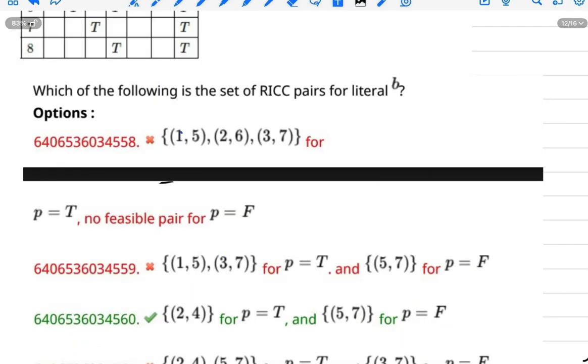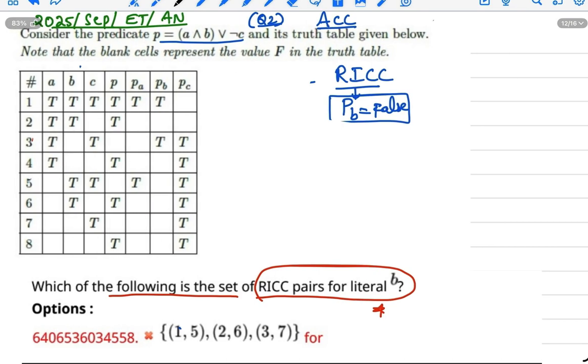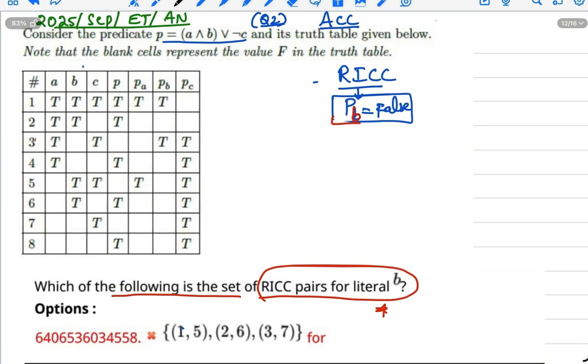Now, the continuation of the above question: which of the following is the set of RICC pairs for the literal B? This is important. For B, under RICC, restricted inactive clause coverage criteria, B is the major clause and the predicate PB must be false. So PB false, how many conditions are there?